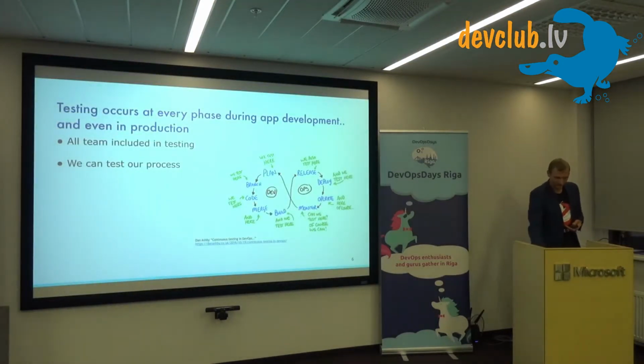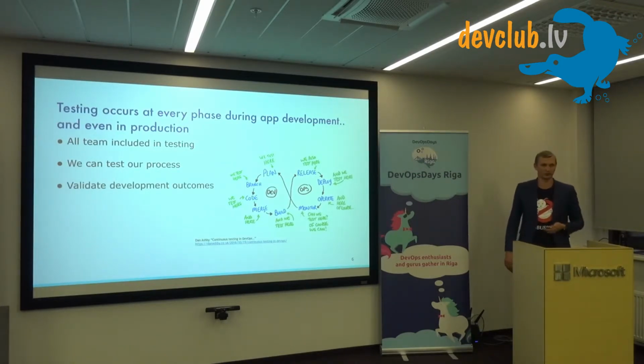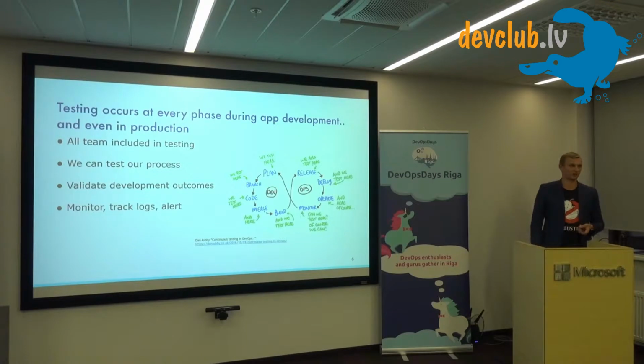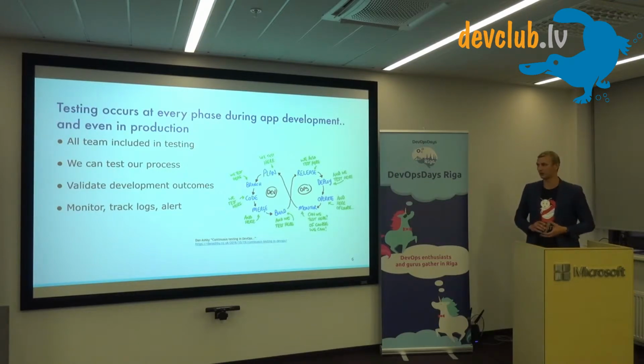Okay. What else? Of course, we can validate our development outcomes. That is usually for QA, and we can monitor our system, which we could rely on for testing in production. We can also track our logs to debug what's going on with our users, and use some alerts for our system to get alerted when there are some issues.